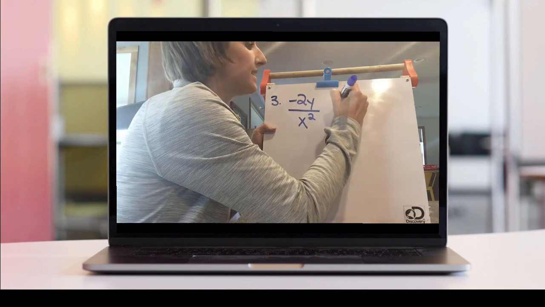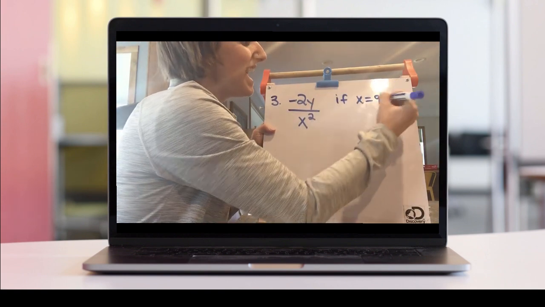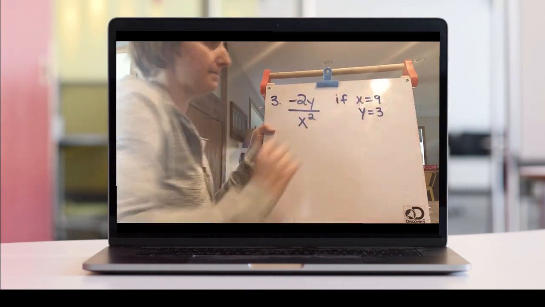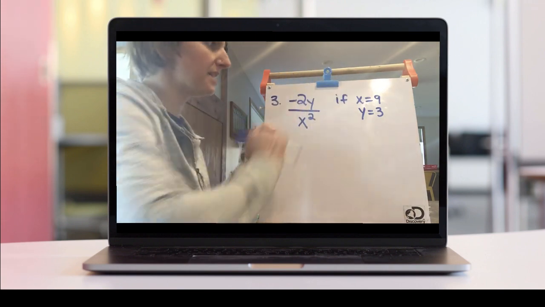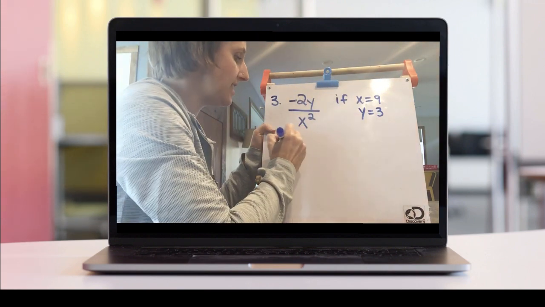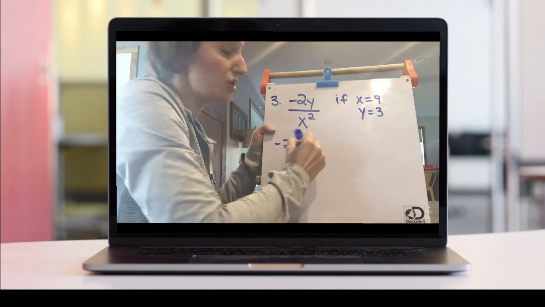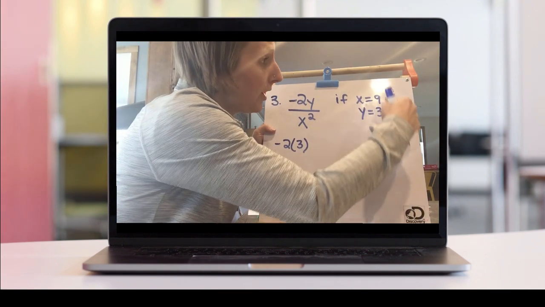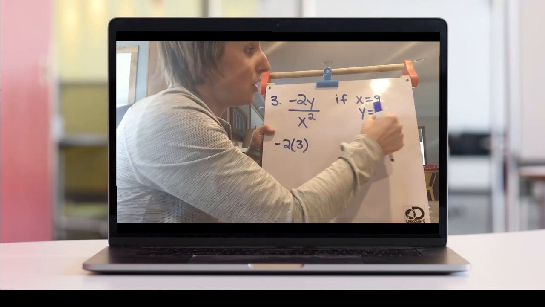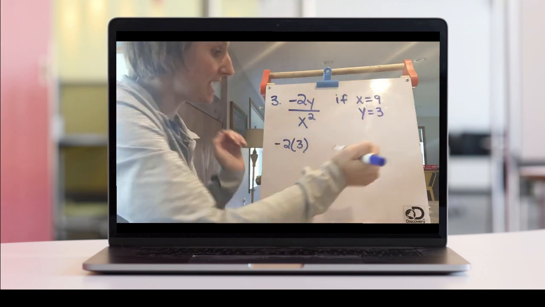Ms. Kluber has got to give you the variables. So if x equals 9 and y equals 3, we're going to take our values and substitute them into our problem over here. So we have negative 2 times 3. Do you know what I forgot to have you look at? Are any of these integers that we're going to be plugging in negative? No. If they were, remember, we would want to bring in our parentheses to isolate that negative.